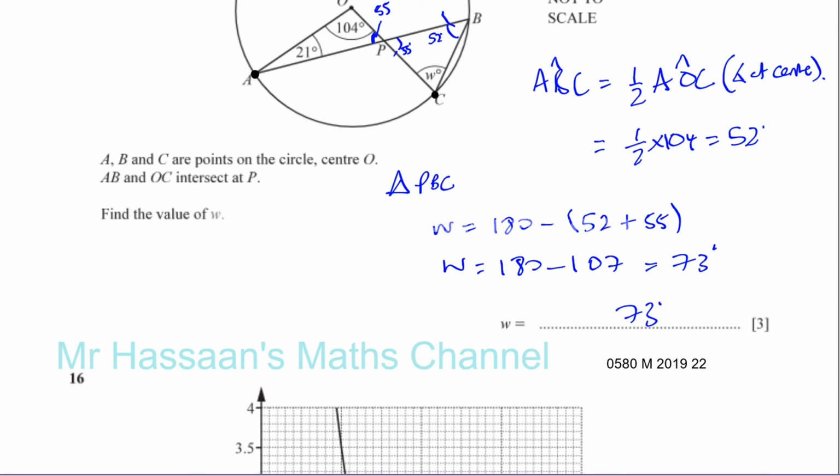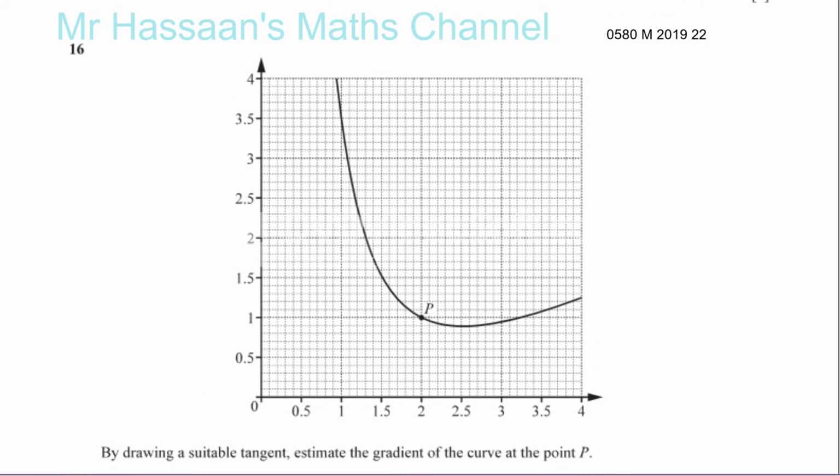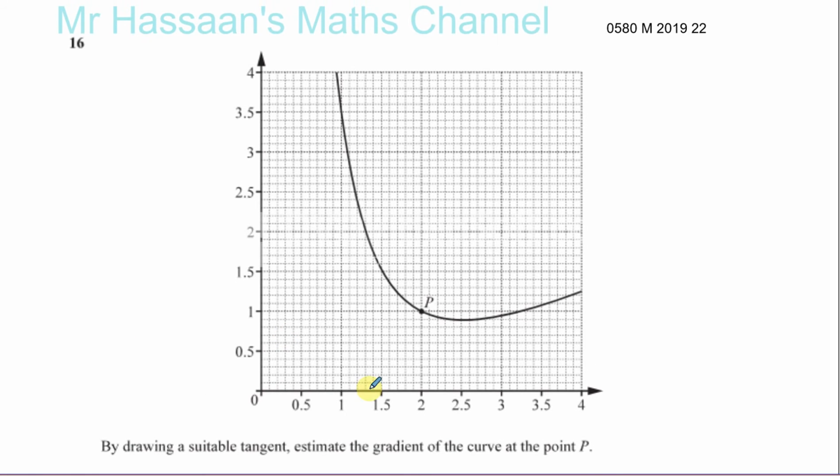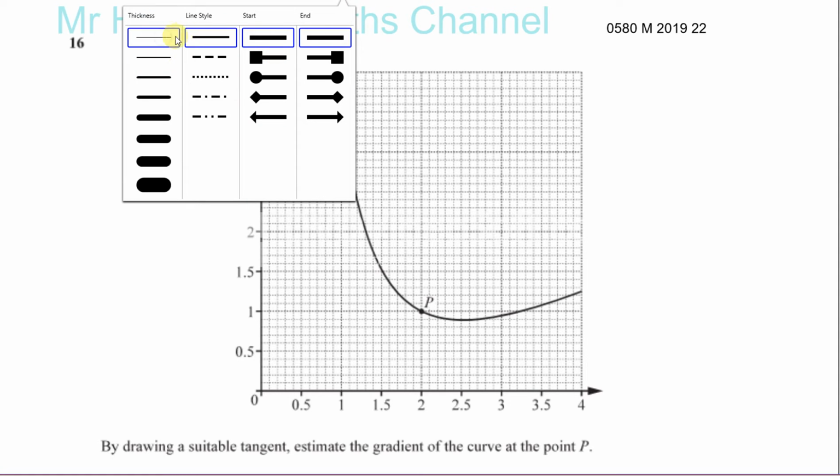And question number 16 is asking us to find, or to estimate, the gradient of this curve by drawing a suitable tangent. So we don't have any equation of the curve for us to be able to check anything afterwards, but we have to draw a tangent.